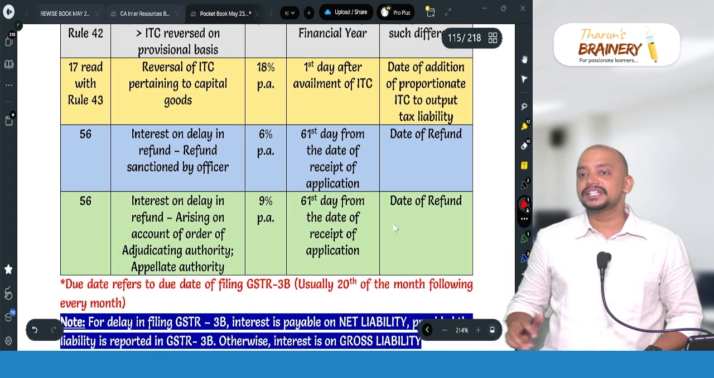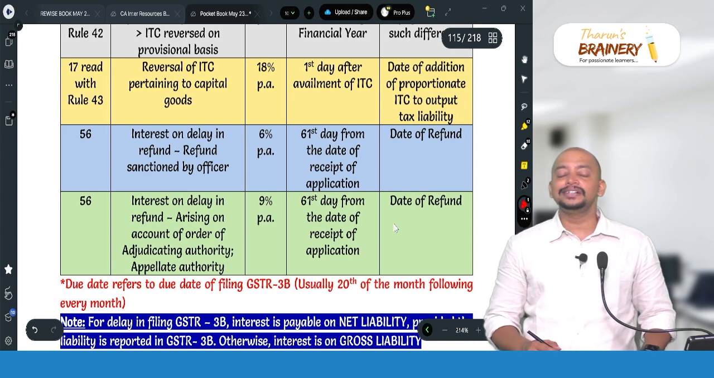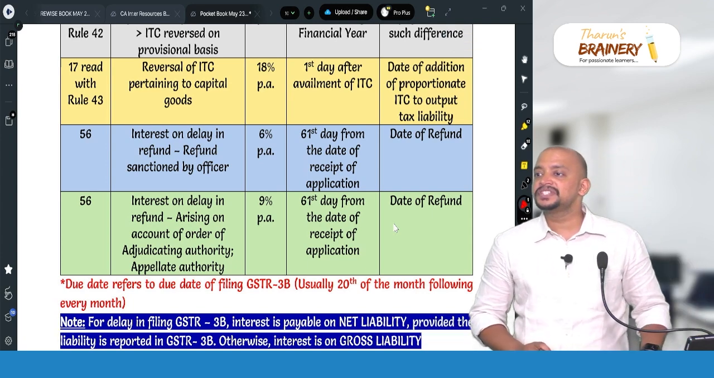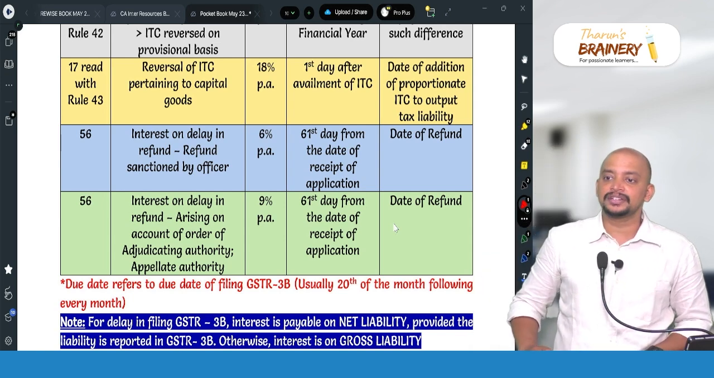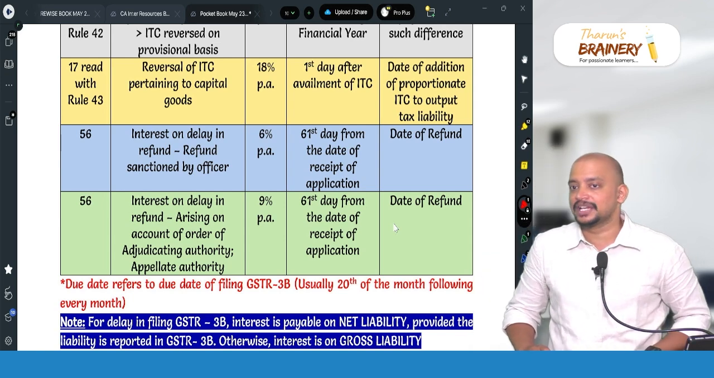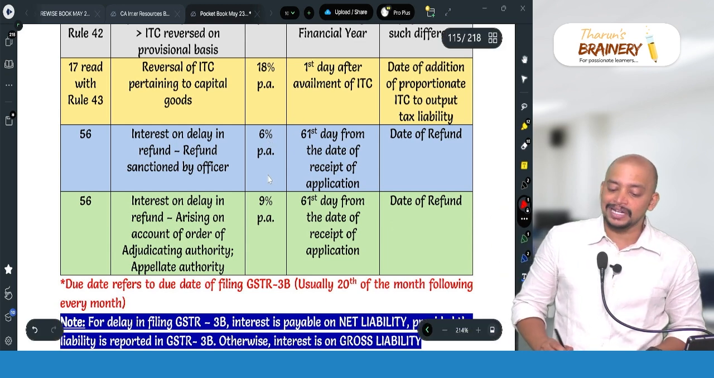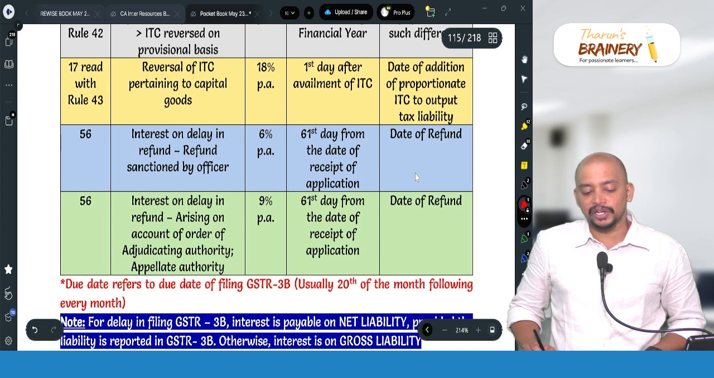And section 56, interest on account of delay in giving the refund. What is the time limit within which the refund should be given by government? 60 days from the date of application. Otherwise from the 61st day interest will be computed at what rate? 6% per annum till the date of refund.